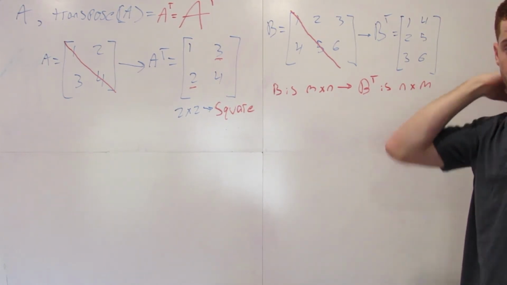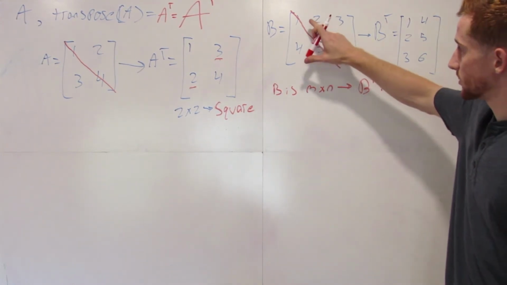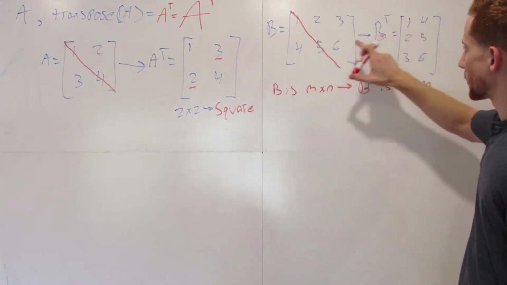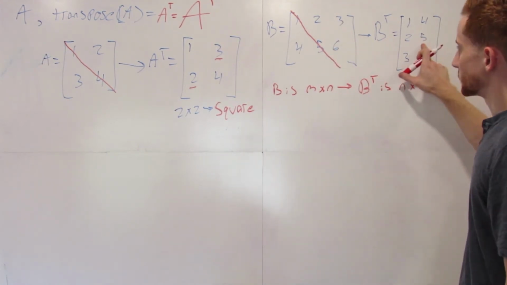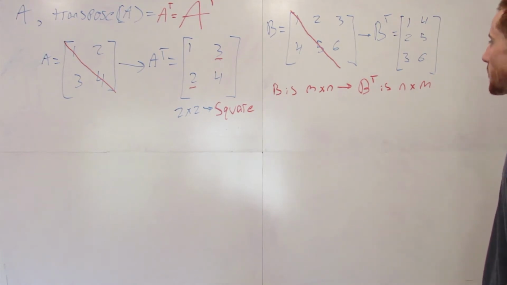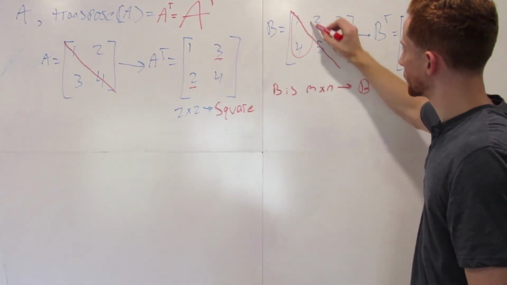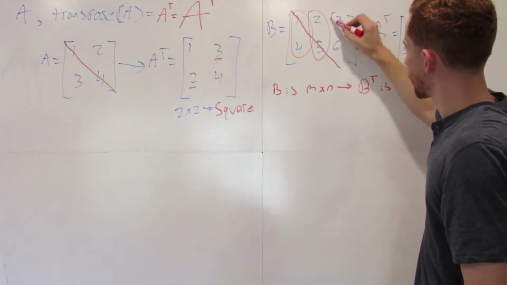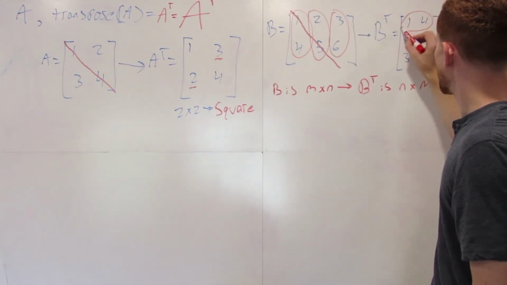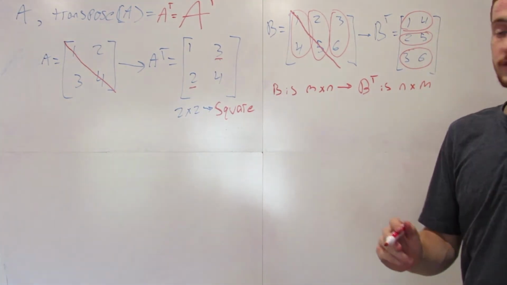So we're essentially just switching the rows and columns. You'll see here that I go, okay, this is the first column, now it's going to be the first row. This is the second column, now it's going to be the second row. This is the third column, now it's going to be the third row. So we can just group these all together. Those become those. That's another way to think about it.